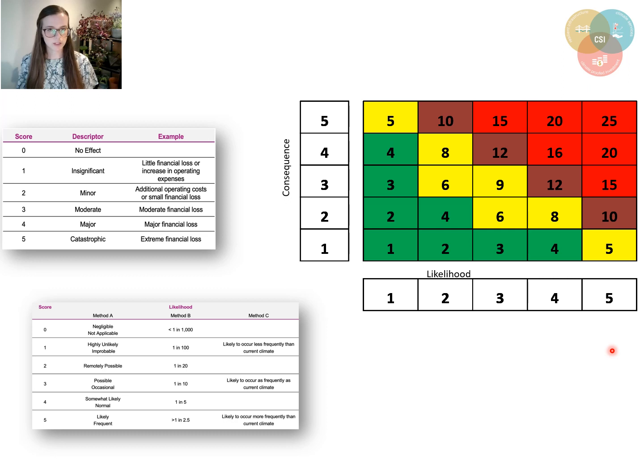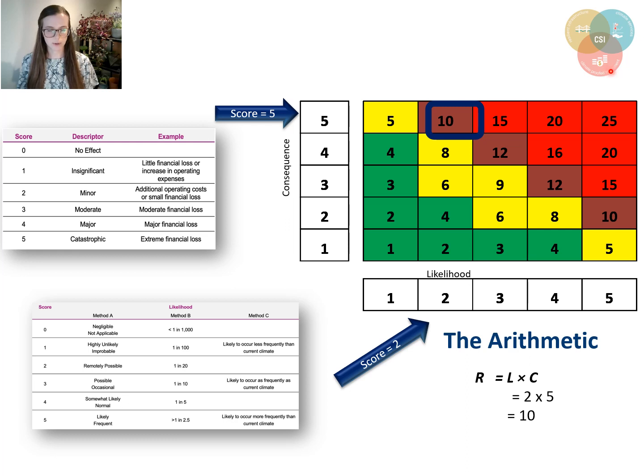So when we're looking at our risk score, it's the combination of these two. So if we had a likelihood score of 2 and a consequence score of 5, the risk score would be 10. So you could also think about these extreme events, and if they were occurring much more frequently, this would be an extreme risk to the system and you would want to identify it as soon as possible.